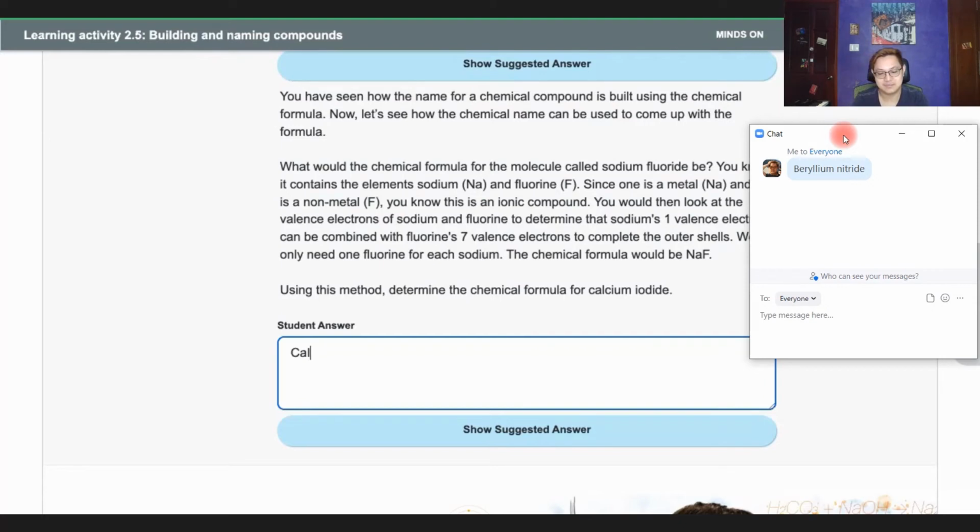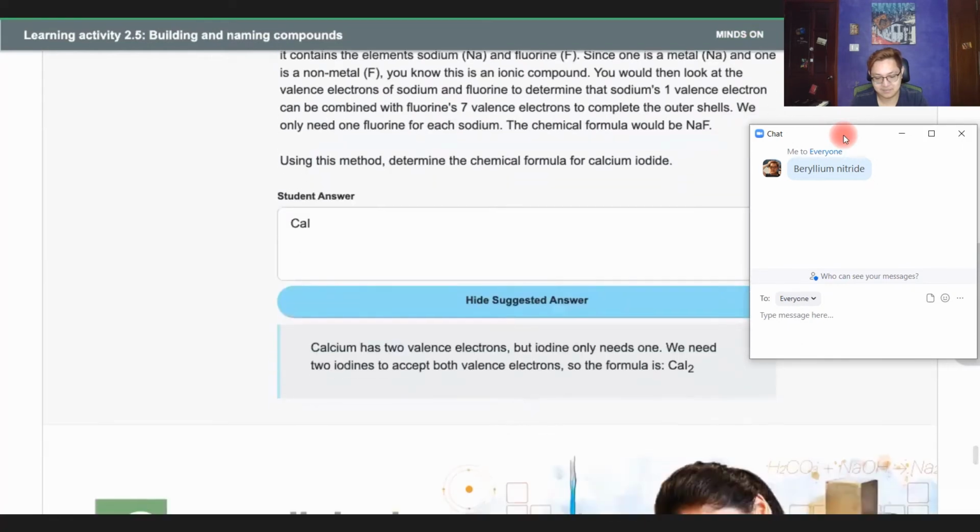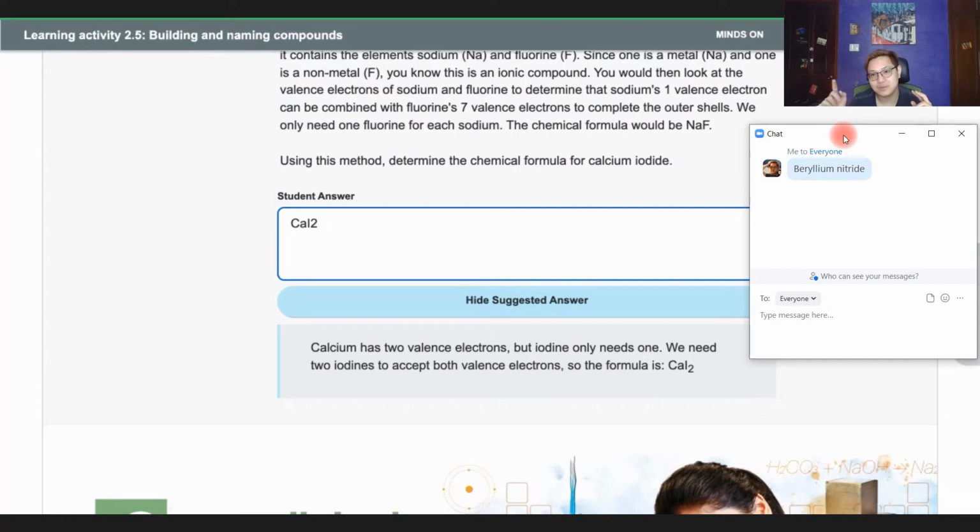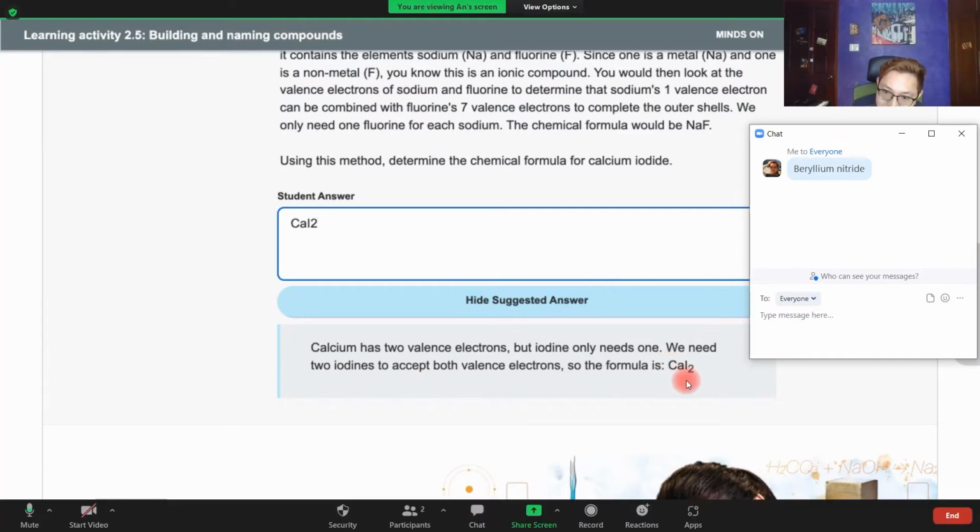So the formula is calcium I 2. Exactly, because calcium wants to give up 2 electrons, but one iodine wants to gain only one. So you must have 2 iodine. So calcium CaI2. But remember, the number 2 has to be down there, subscript. CaI2, okay, very good.